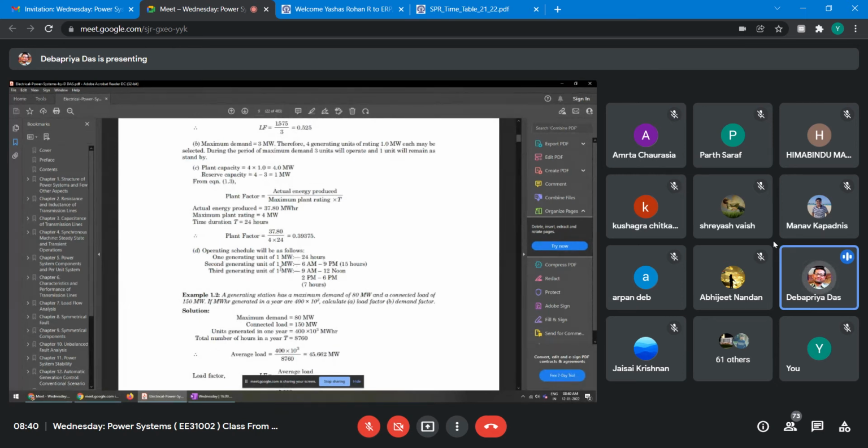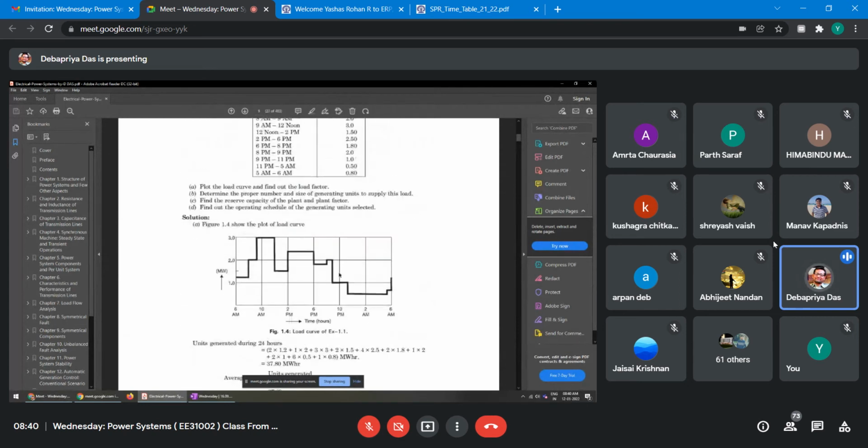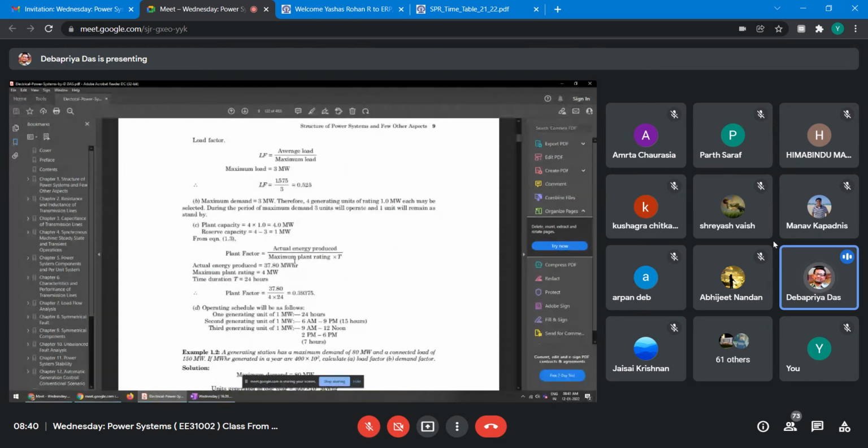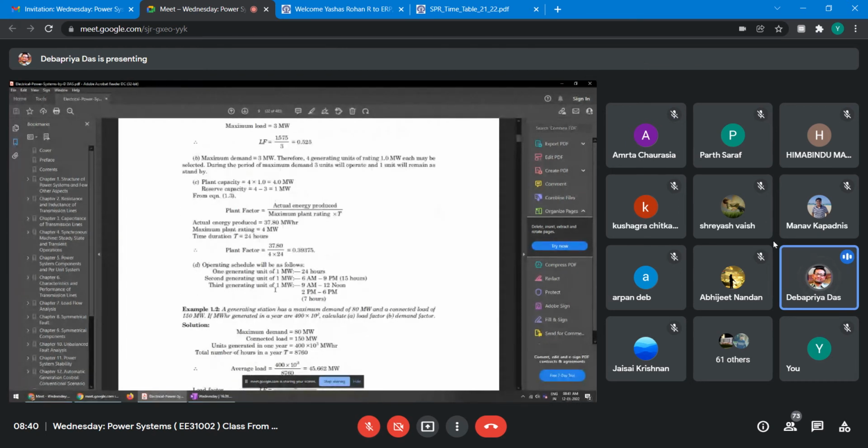And the second generating unit, 1 megawatt, from 6 a.m. to 9 p.m., 15 hours. The third generating unit from 9 to 12 noon, and 2 to 6, 7 hours, right? Looking at this load curve, you make it such that at least this power is being supplied. I have just made it of my own. You can make it in another way also, right?